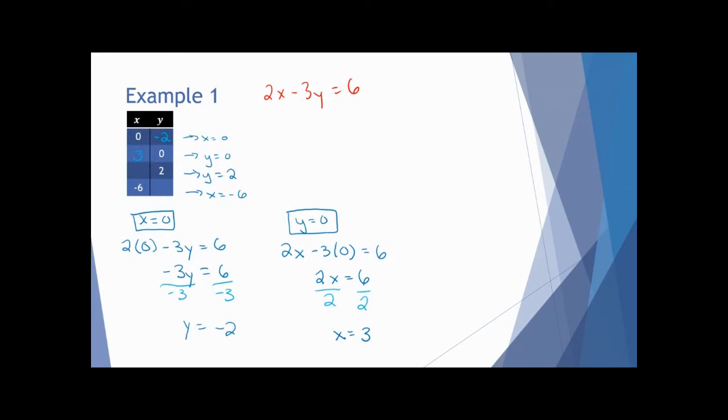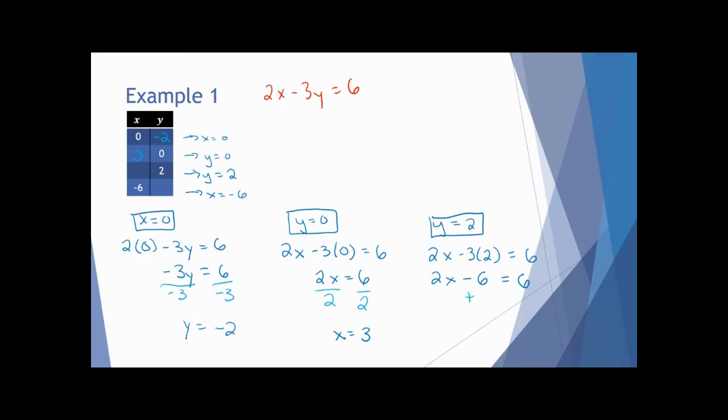Okay, next we have y equals 2. So I'm going to replace y with 2. So I have to do my multiplication first. Negative 3 times 2 is 6. So that's 2x minus, well, that's a negative 6. So it's 2x minus 6 equals 6.